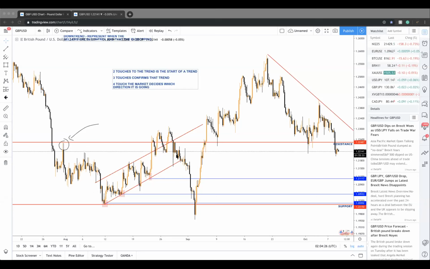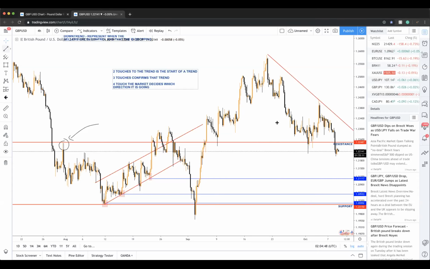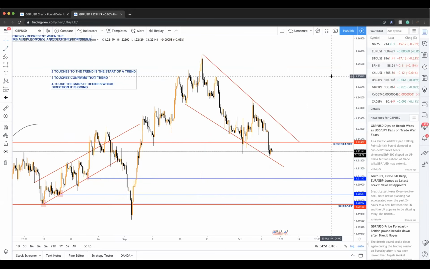So when we're looking at the resistance of a downtrend and I focus on the support of that trend, then now I have what's called a descending channel. And as we spoke about in a downtrend, we're focusing on the lower highs of that downtrend and the lower lows of that downtrend.